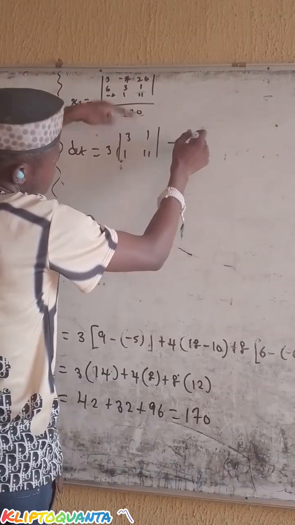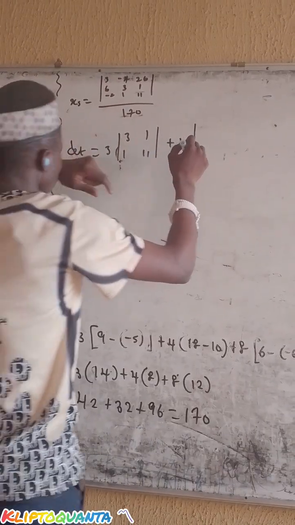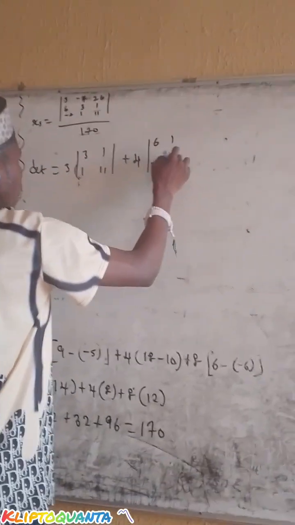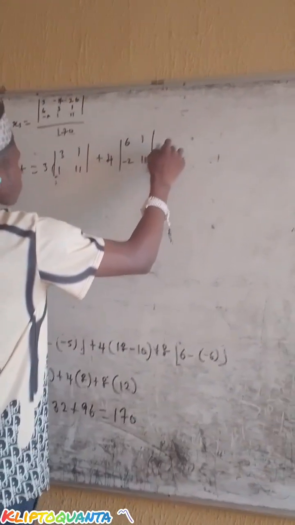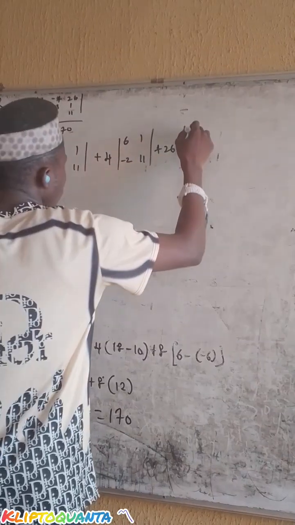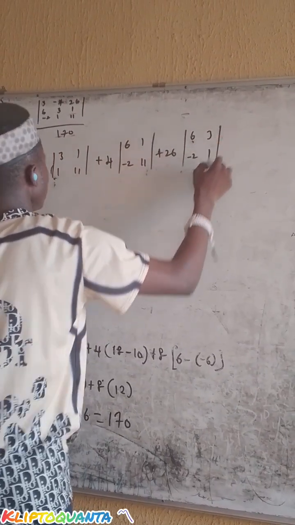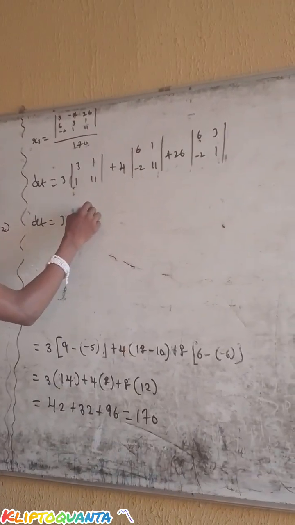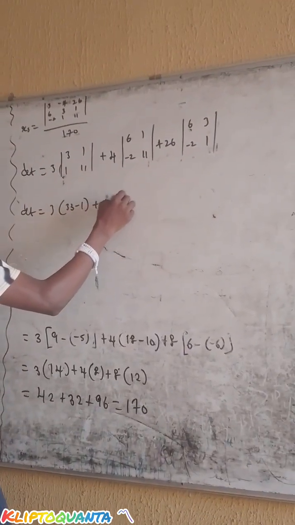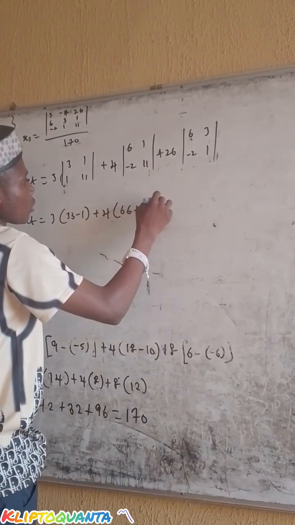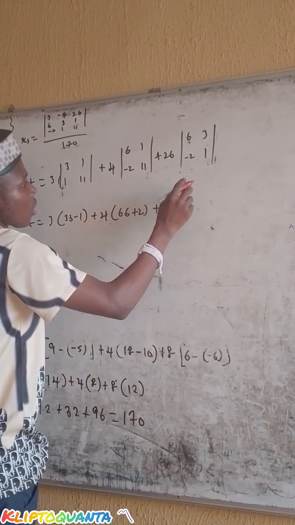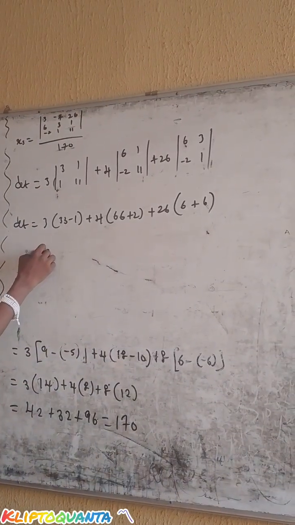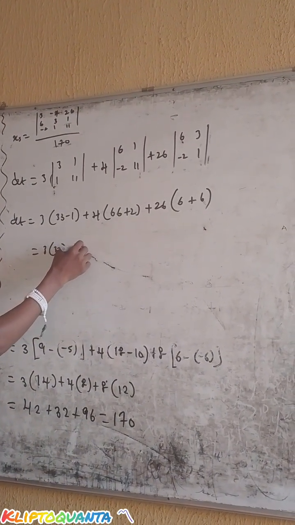Then you have this. Then from here, what do we have practically? We have this. Then you have 6, 1, minus 2, 11. Then 26, that will be plus 26. Then from there, you have what? 6, 3, minus 2, 1. Then from there, the determinant will be equal to 3 into bracket 33 minus 1, plus 4 into bracket 66 plus 2, plus 26 into bracket 6 plus 6. This is equal to 3 into bracket 32, plus 4 into bracket 68, plus 26 into bracket 12.